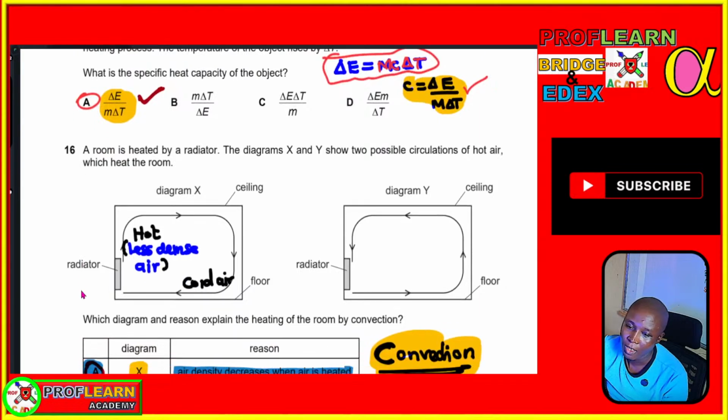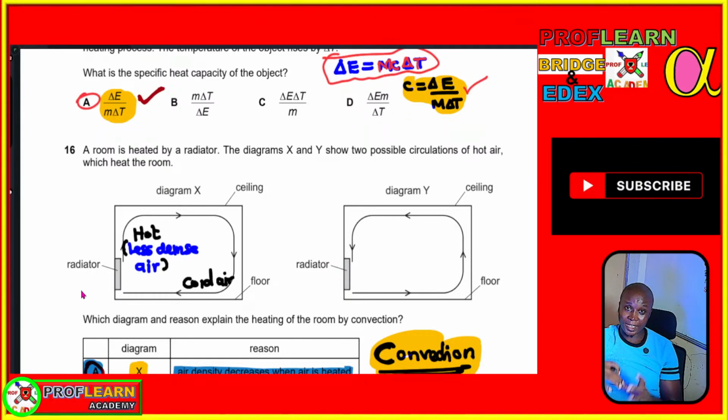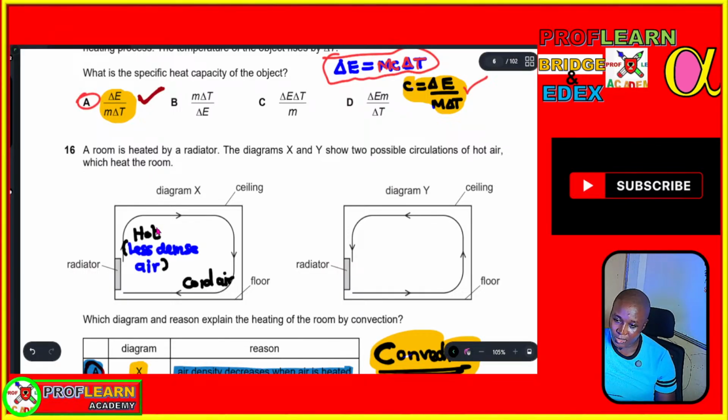How does a heater heat a room? Remember, when you heat a liquid, the liquid expands, and the moment that liquid expands, it means that the density of that liquid is going to decrease. So the moment you heat a liquid or you heat a gas, it expands and becomes less dense, so it's going to rise. So in this case, when you heat using a heater, the air will expand and become less dense, so it's going to rise, and then cold air will come down because it's more dense to occupy the space that was left.